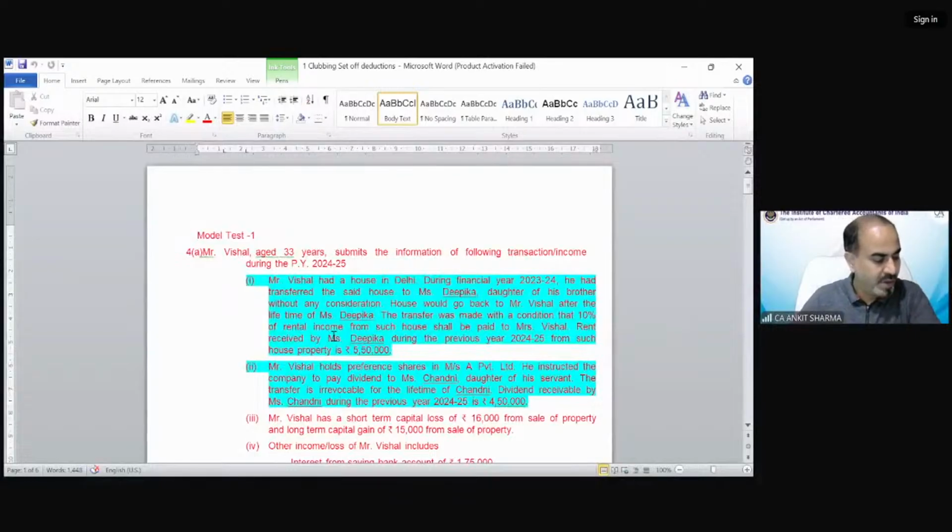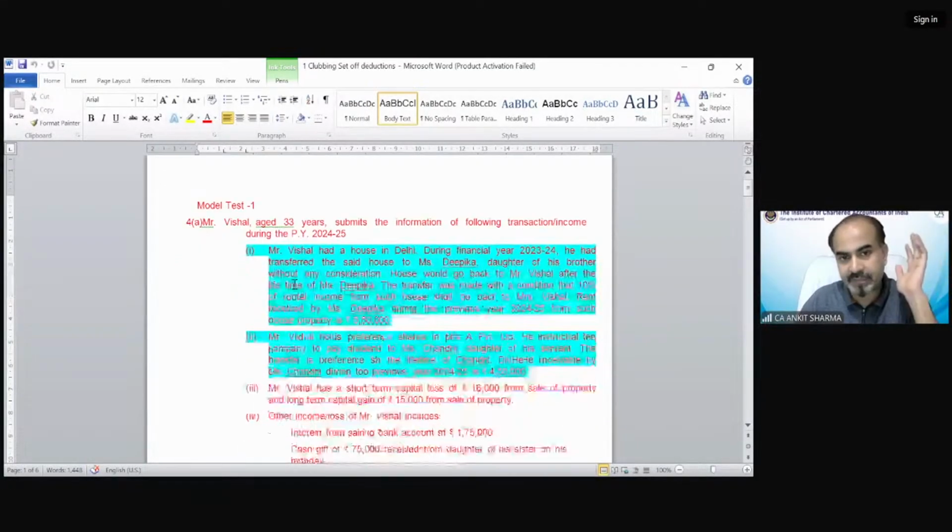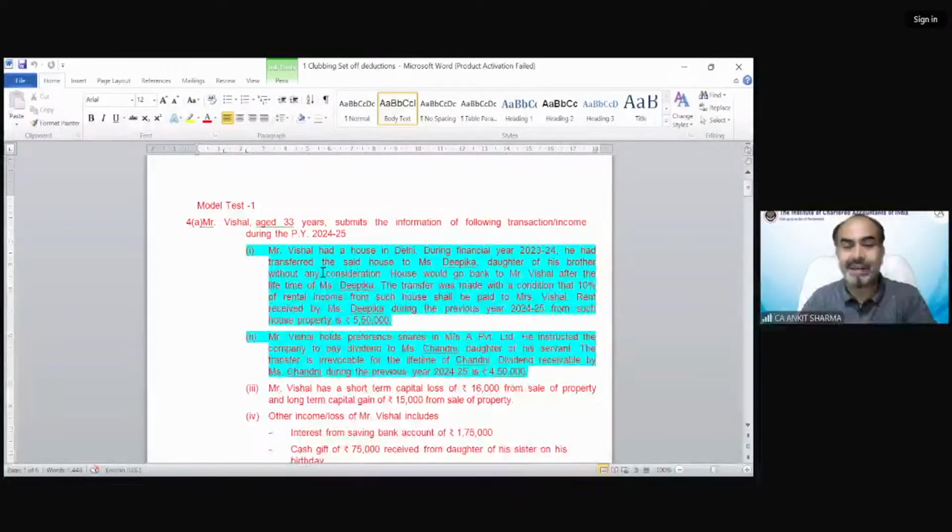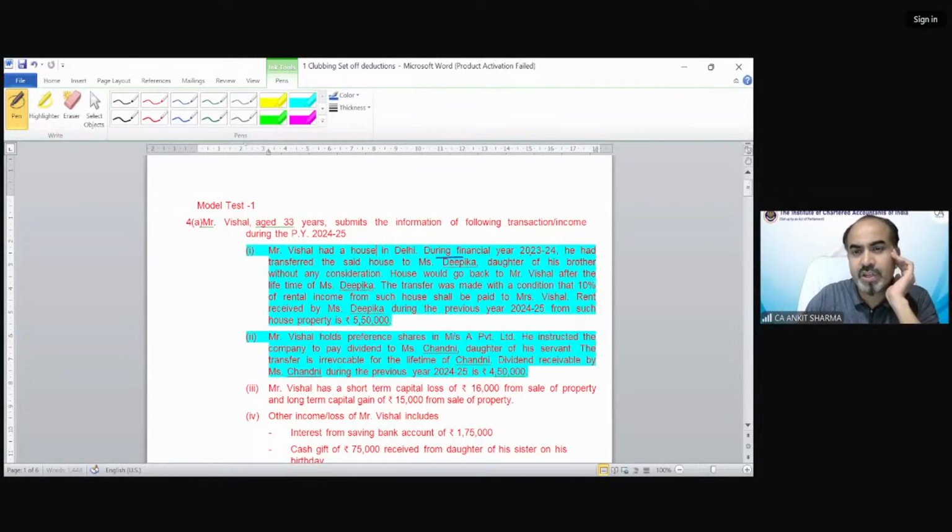So this is the first question. Vishal, age 33 years, submits the information of the following transactions or income during the previous year 24-25. Mr. Vishal had a house in Delhi. During financial year 23-24, the last year, he had transferred the said house to Deepika, daughter of his brother, without any consideration. Now, read this provision very carefully.